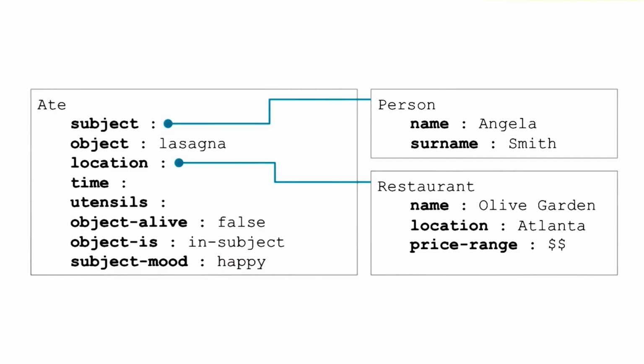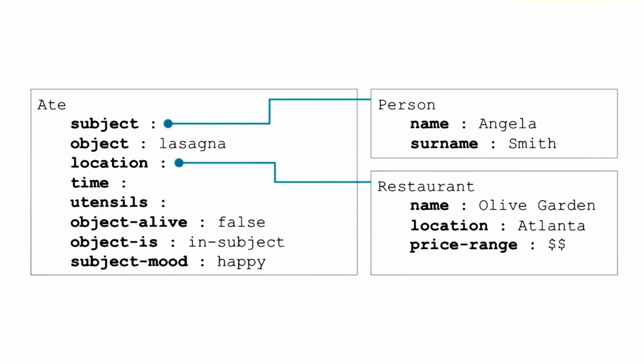So far we have been talking about sentence level understanding. The sentence that Angela ate lasagna at Olive Garden with her dad, for example. But we can also talk about discourse level understanding. A discourse may contain a series of sentences one after the other. So the first sentence, for instance, may say something about Angela and her food preferences, and we may construct a frame for Angela.